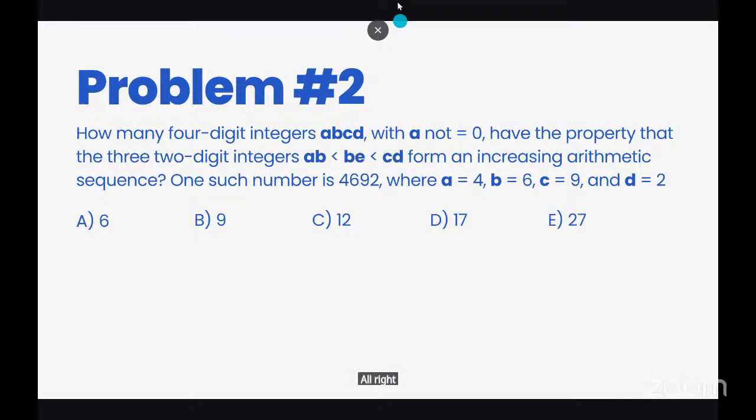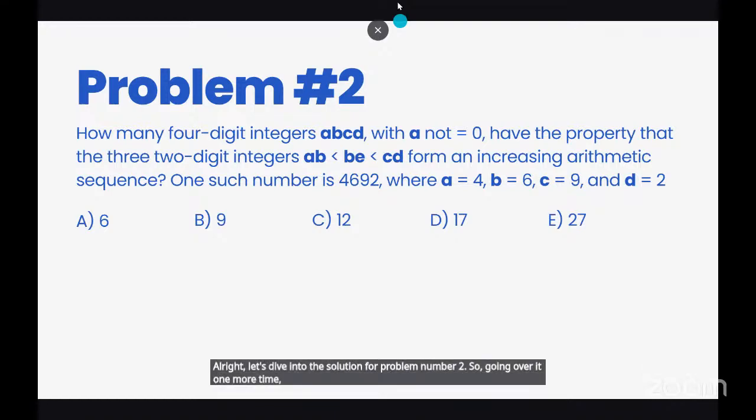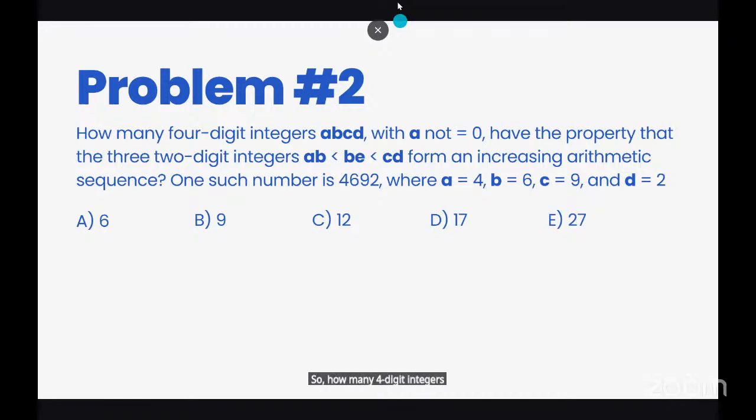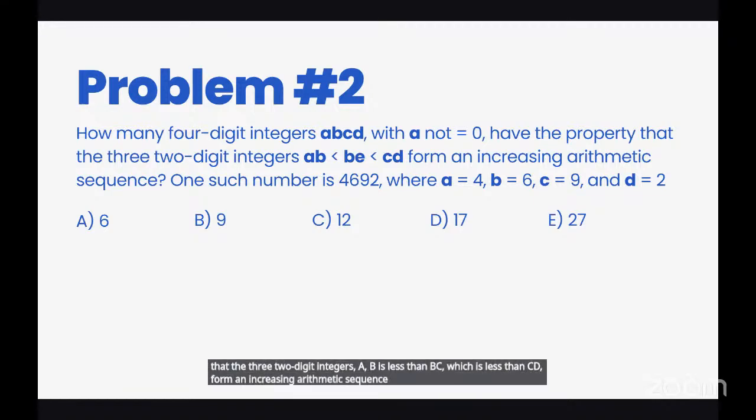All right, let's dive into the solution for problem number 2. So going over it one more time. How many four-digit integers ABCD with A not equaling 0 have the property that the three two-digit integers AB, which is less than BC, which is less than CD, form an increasing arithmetic sequence? One such number is 4,692.